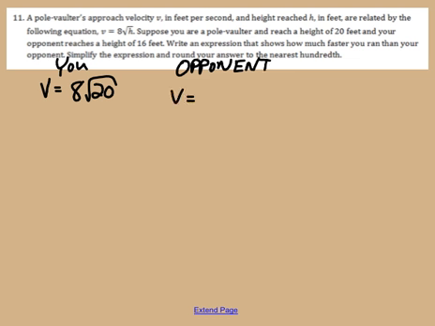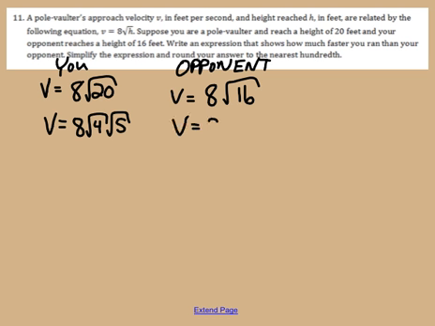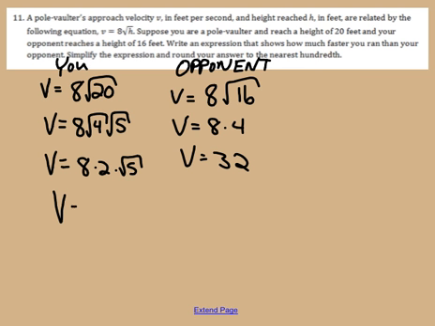So velocity equals 8 square root h, but your opponent is 16. So you have velocity equals 8. I know square root 16 is 4. Velocity equals 8 times 4. Velocity of your opponent is 32. I'll rewrite it for some of you so you don't go goofy. 32. Alright, for you I would have said here we have 8 times 2 times square root 5. So velocity here is 16 times square root 5.